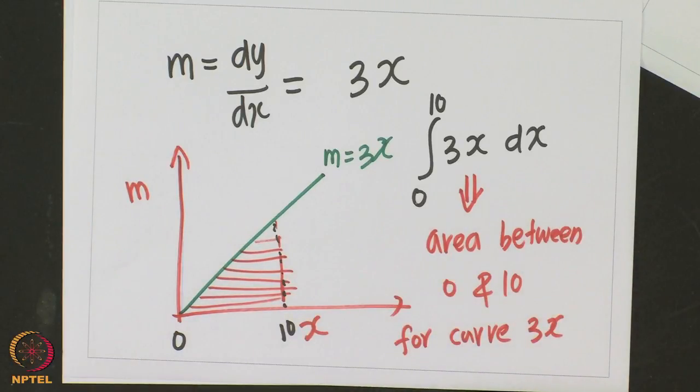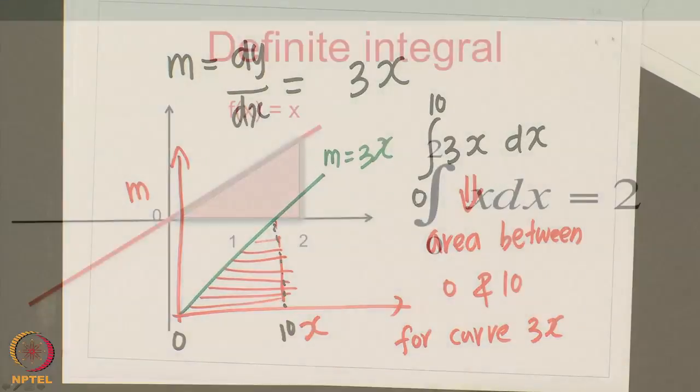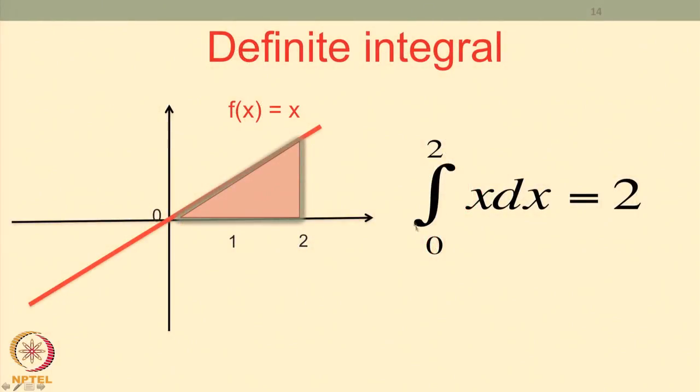So let us look at another function. You have f of x equal to x, and if I calculate this area, the integral from 0 to 2 of x dx, we can do this calculation, and this will turn out to be 2. So now how do we do this? We can also do this as a definite integral.